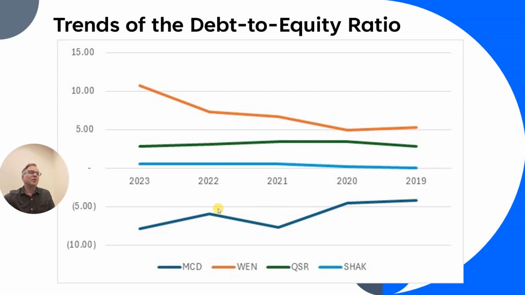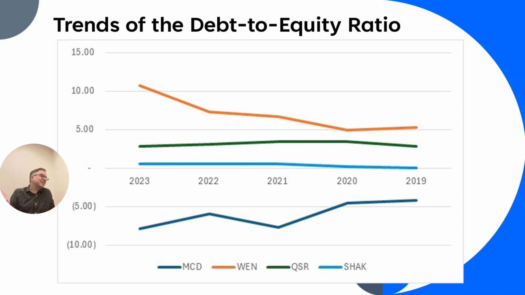But then obviously COVID presented some challenges for all these entities, and now McDonald's and Wendy's have a significant amount of debt compared to their equity, where the others have kind of stayed in line with their normal debt to equity ratios. Maybe Shake Shack has bumped up just a little bit in the last couple years. So does trends really tell us anything?